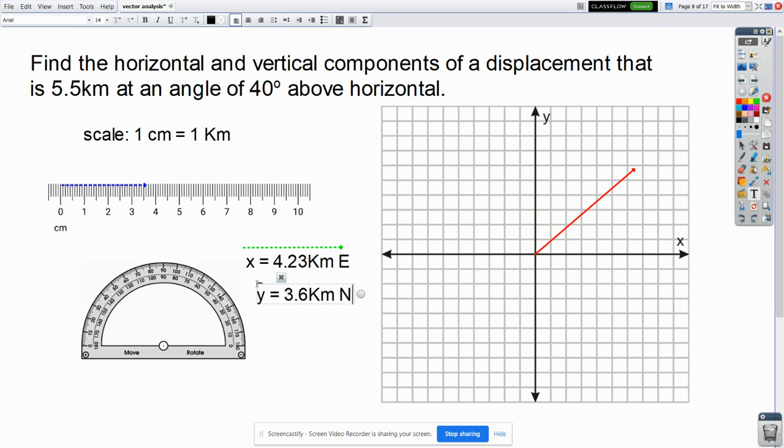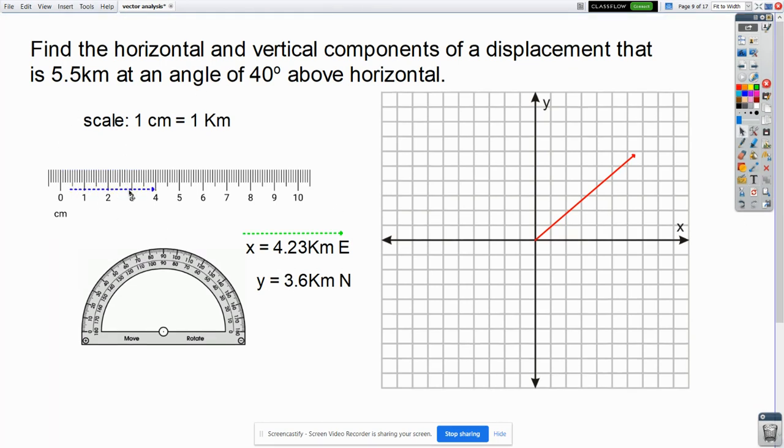And that would be north because we were going upward. So my x component, my horizontal component, was 4.2 kilometers to the east. My vertical component was 3.6 kilometers to the north.